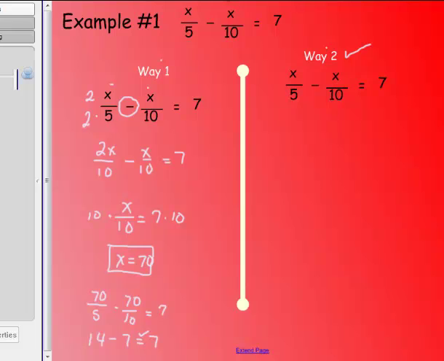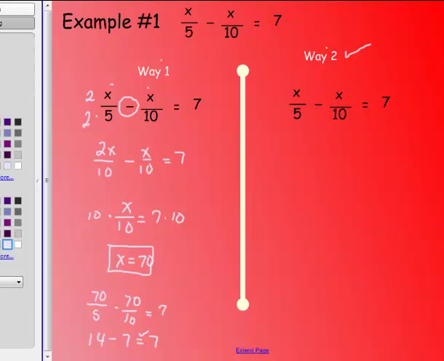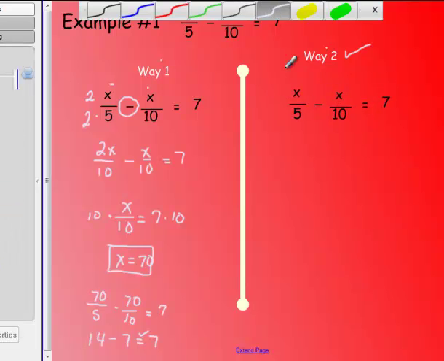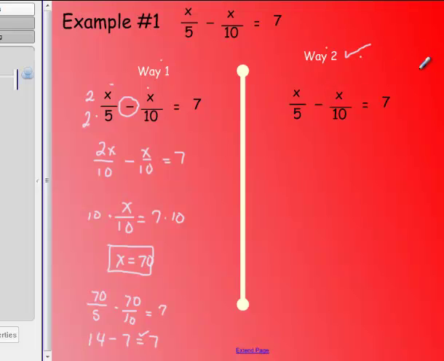Okay, the way I like is the second way. And that's because when we get into a little more complex fractions, especially ones that have denominators and numerators filled with algebraic expressions, it makes it a lot easier. So my way two is to multiply each term by the least common denominator.